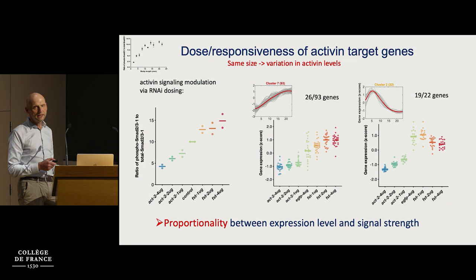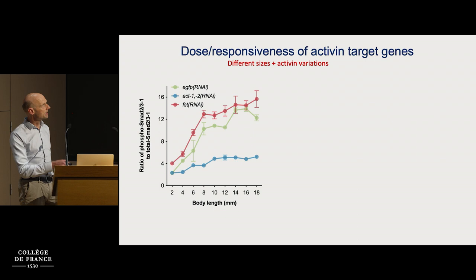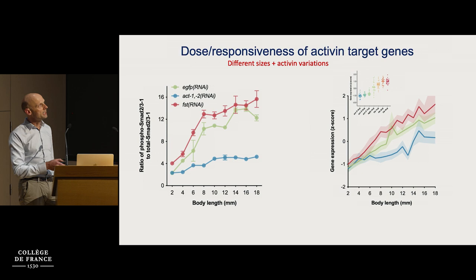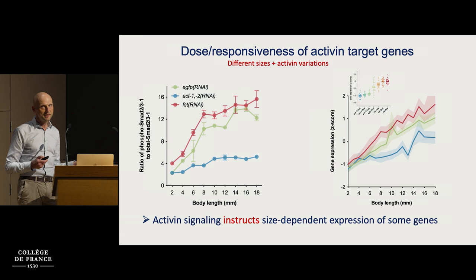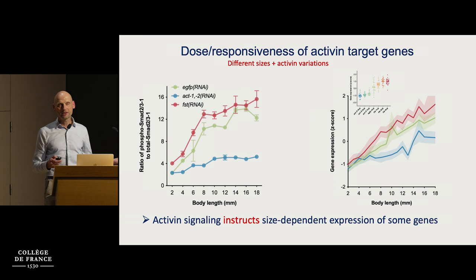Second, if we now look at animals of different size and we change activin signaling levels systematically, either by knocking down activin or a negative inhibitor, so to increase activin signaling, we can, for the same genes, show that we can uncouple, to some extent at least, the expression levels of the gene from size, and so they directly follow the activin size dependence. So putting all of this together, this means that activin signaling indeed instructs size-dependent expression of many of the size-dependent genes. I have to stress that it's not all size-dependent genes, so there must be other mechanisms besides activin.